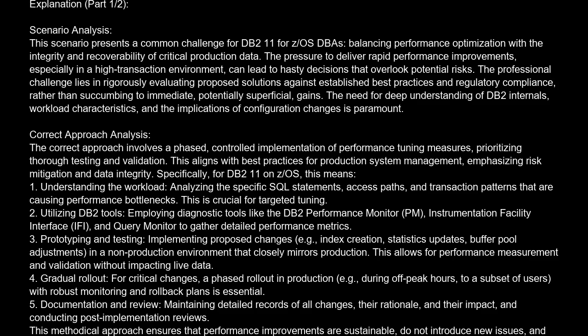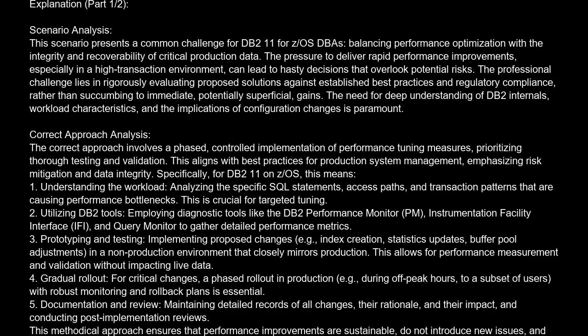3. Prototyping and testing, implementing proposed changes, e.g., index creation, statistics updates, buffer pool adjustments in a non-production environment that closely mirrors production. This allows for performance measurement and validation without impacting live data. 4. Gradual rollout. For critical changes, a phased rollout in production, e.g., during off-peak hours to a subset of users, with robust monitoring and rollback plans is essential.